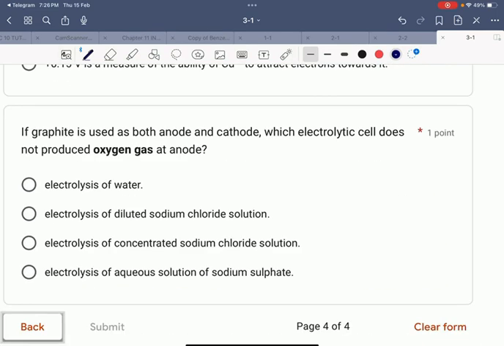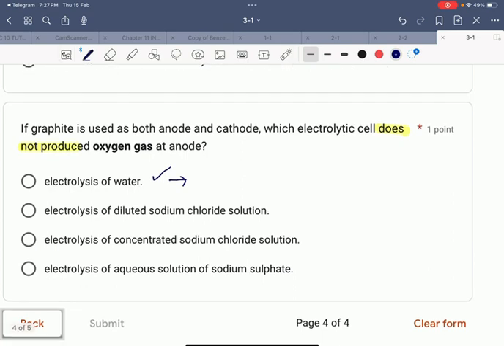Okay, last question. If graphite is used as both anode and cathode, which electrolytic cell does not produce oxygen gas at anode? Okay, the keyword is does not produce oxygen gas at anode. Okay, electrolysis of water. For water electrolysis, oxygen gas will be produced at the anode.